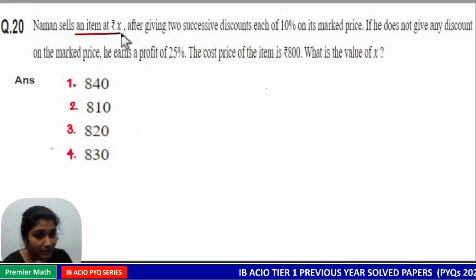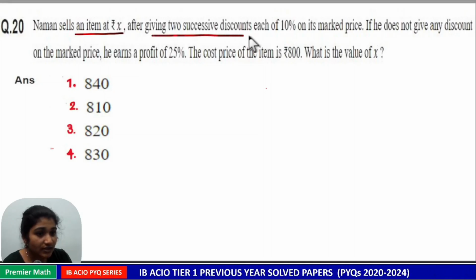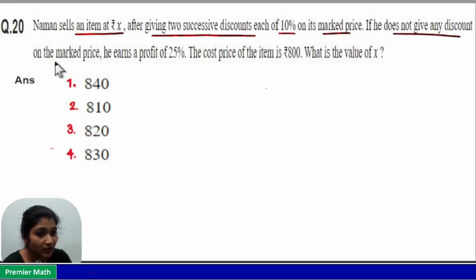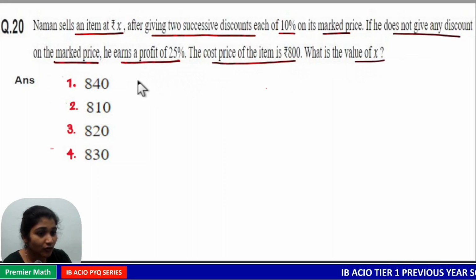Naman sells an item at rupees X after giving 2 successive discounts each of 10% on its marked price. If he does not give any discount on the marked price, he earns a profit of 25%. The cost price of the item is 800 rupees. What is the value of X?